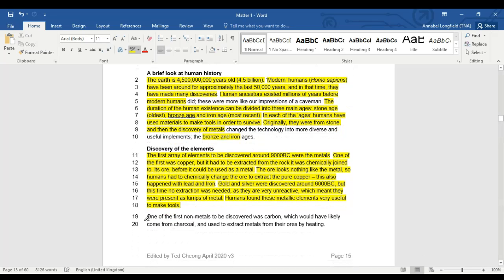Now, one of the first non-metals to be discovered was carbon, which would have likely come from charcoal and was used to extract metals from their ores by heating. So as I've said before, the ores had to be heated and melted down so that you could get the metal out of the rock, and they used carbon, so charcoal, to do that.